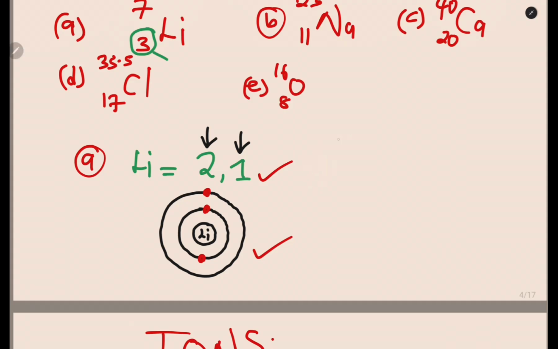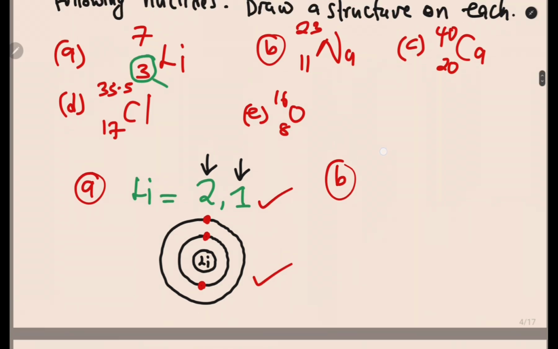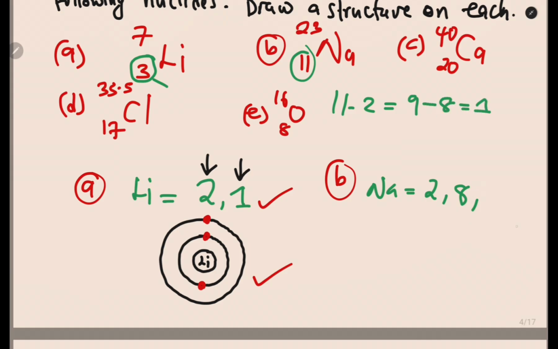Let us look at B. In B, we are dealing with sodium. So sodium, Na, the configuration of sodium, we have 11 electrons. So we are going to put the first 2 in the first shell. Out of 11, what remains? That is 11 minus 2. This gives us 9. In the second shell, you know that it accommodates only 8. So we're going to put 8. Out of 9, minus 8 leaves us with 1.